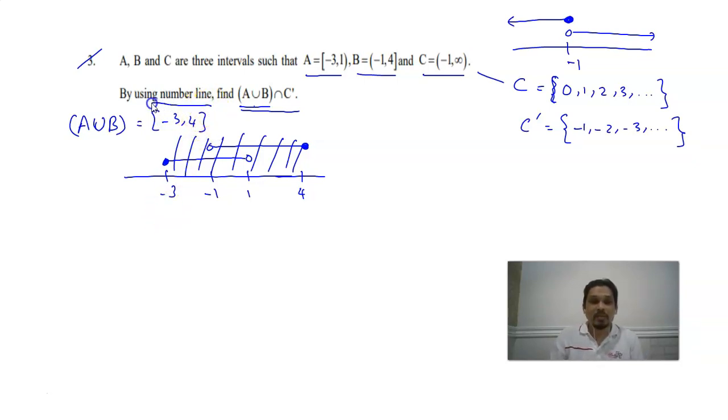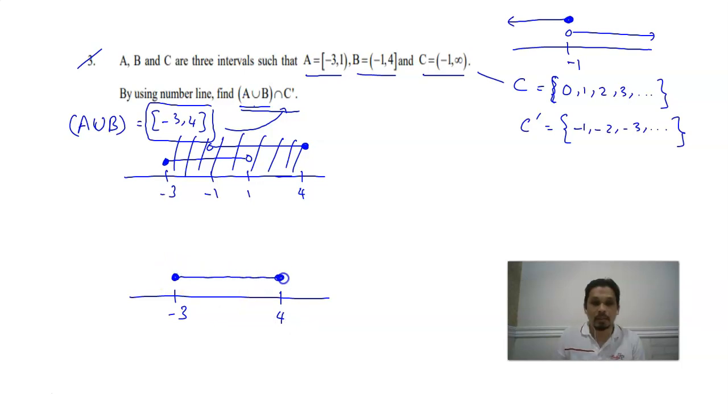Okay, so this is the one that we are going to match with this one here, in bracket A union B intersect with C complement. So then A union B, where you found it here, it is negative 3 until 4. So from negative 3 until 4. This we call the set number line for A union B. Then this set intersects with C complement.